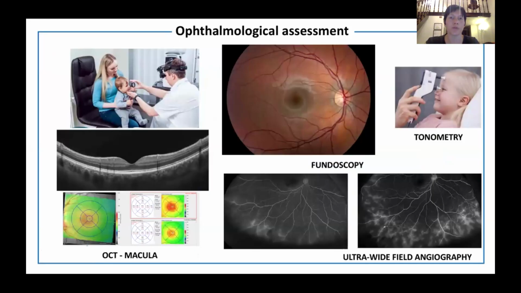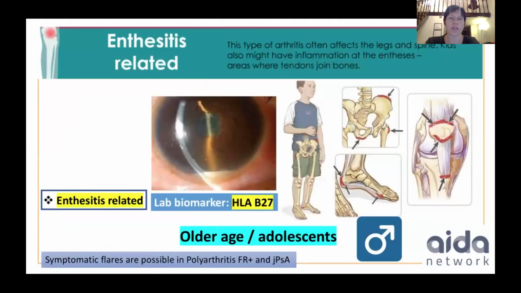OCT maps and ultra-wide field imaging techniques like wide field fundus fluorescein angiography have shown that also subclinical posterior segment inflammation may be present. Moving on to pediatric uveitis related to juvenile enthesitis, it is more common in HLA-B27 positive adolescent males.